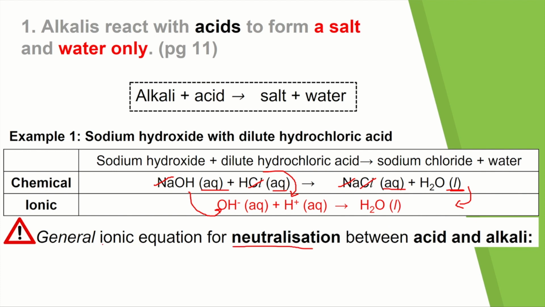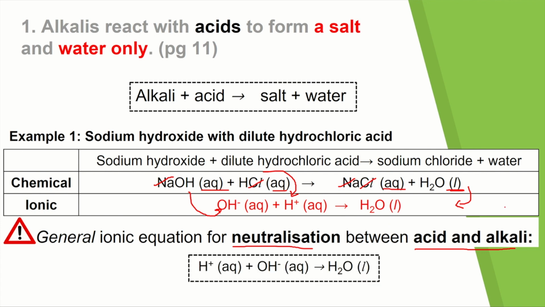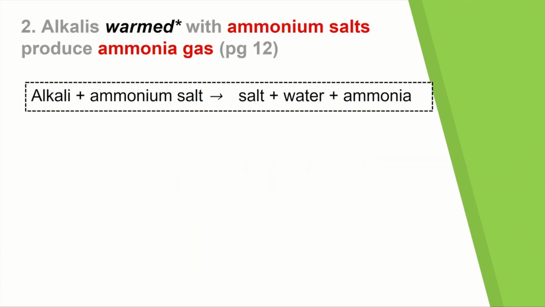This is the ionic equation for all acids and alkalis. I repeat, this is the ionic equation for all acids and alkalis. Acid gives your H+ ions, OH- is your hydroxide ions from the alkali, and then they will produce water. So this is the first reaction. The next reaction, something new.